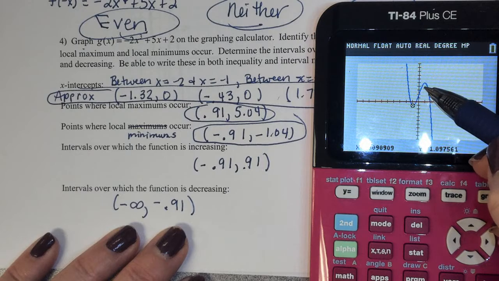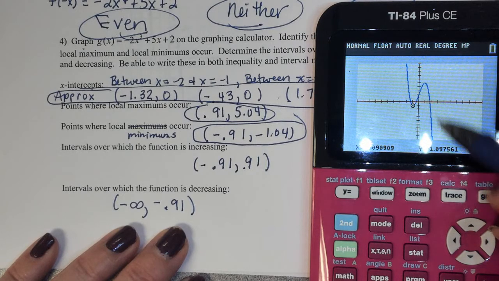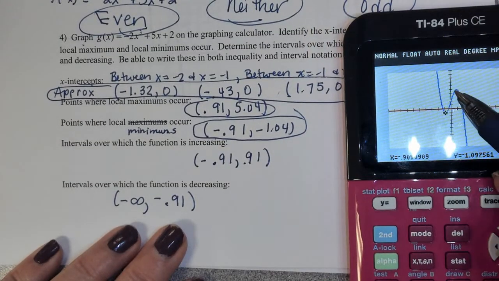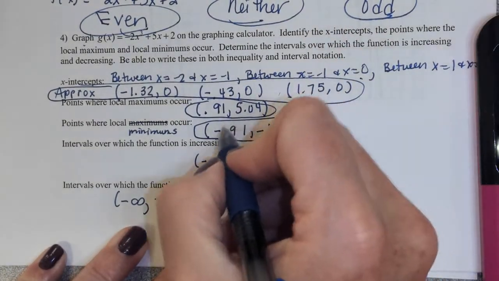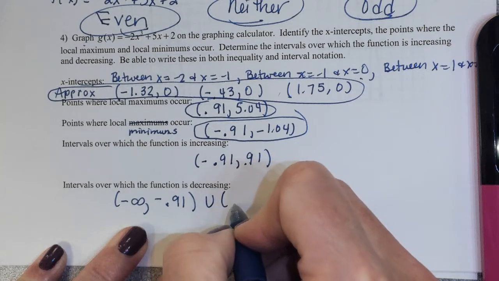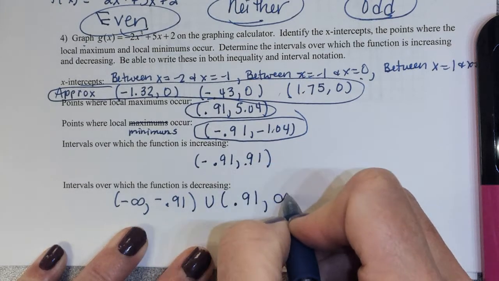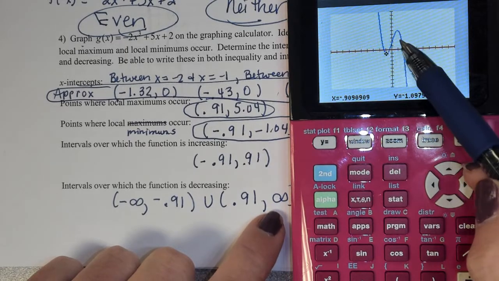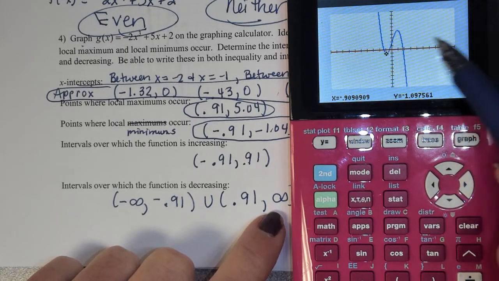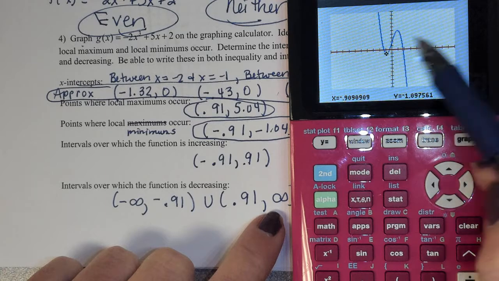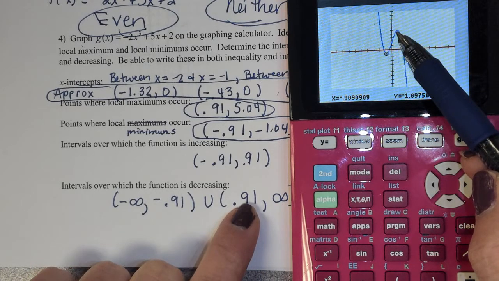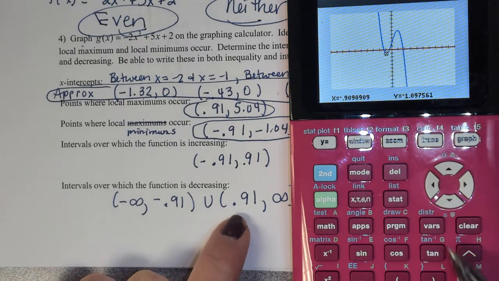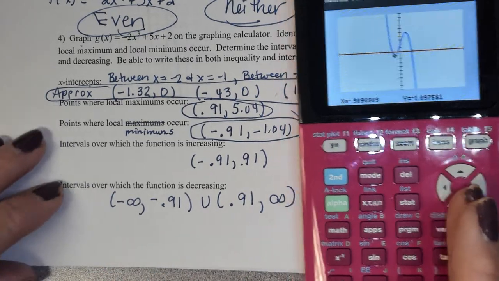Then our function is decreasing from this point down. We always use x's here to describe it. So the x value right there, we just found that, it was 0.91. So 0.91 to infinity. It's not negative infinity, guys. The x's are going this direction in positive infinity. So any x from 0.91 approximately to infinity causes this function to decrease.